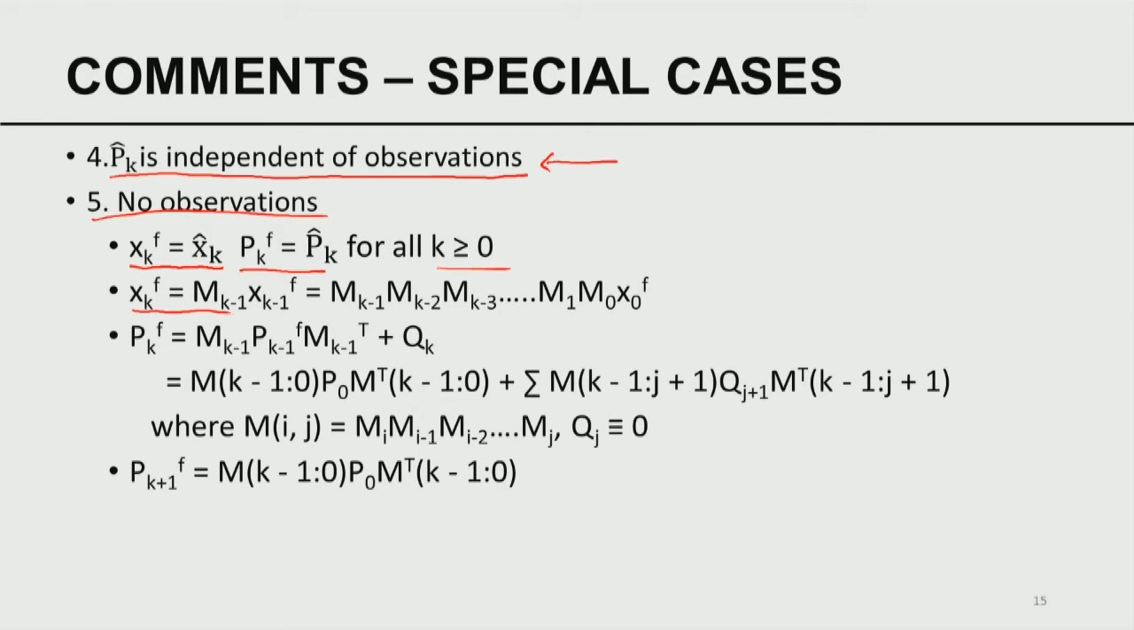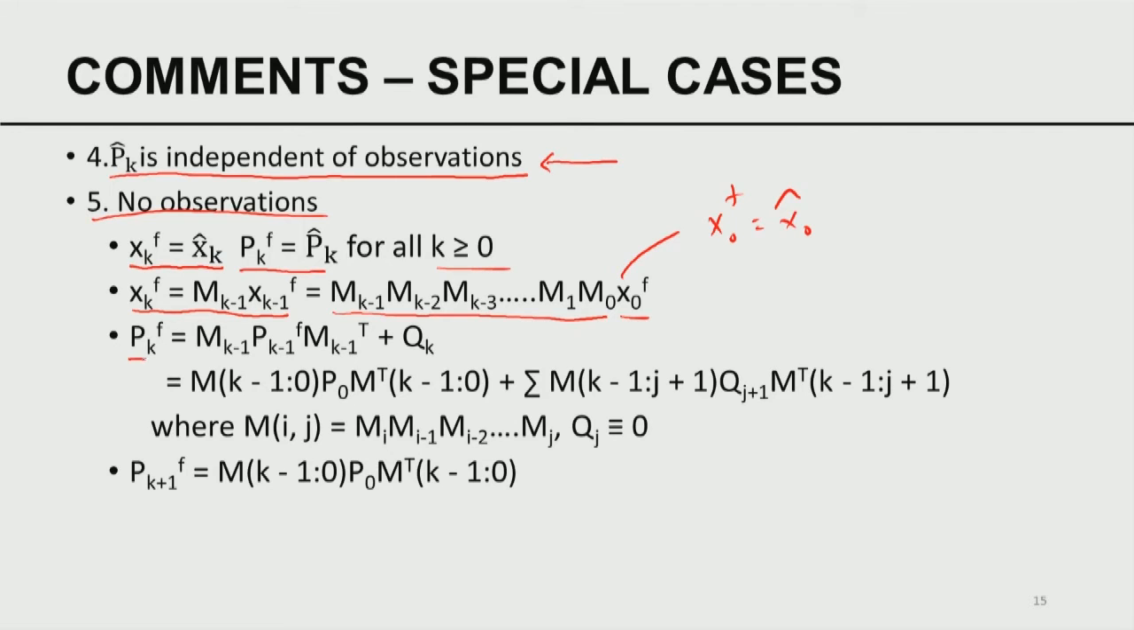The forecast itself is generated from the previous forecast. So the forecast at time k is Mk minus 1 times xk minus 1 f, because there is nothing else. That essentially tells you xkf is equal to the product of all the matrices times the initial forecast. But the initial forecast is the initial analysis. Therefore, x0f is equal to x0 hat. And what is x0 hat? It is the mean of the initial distribution.